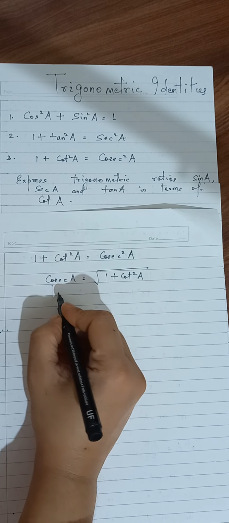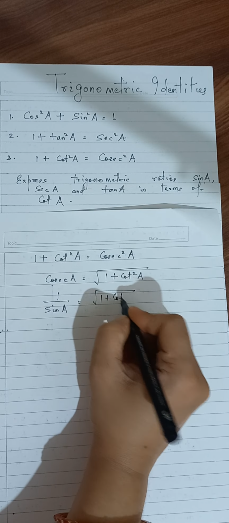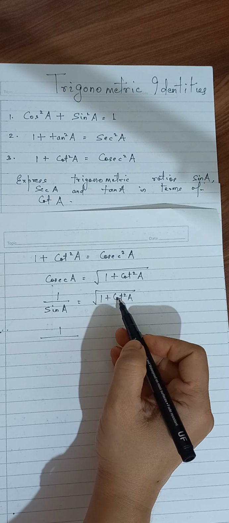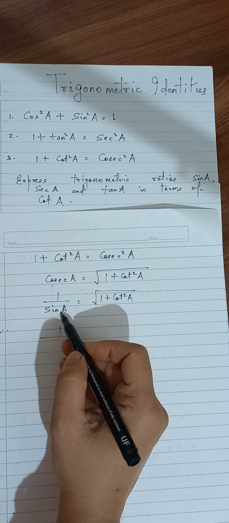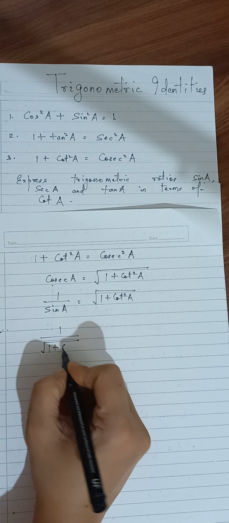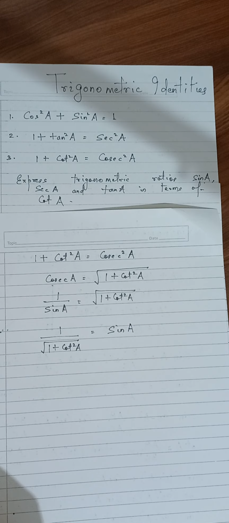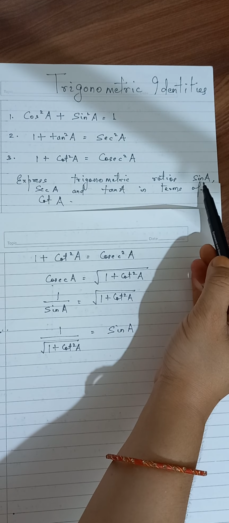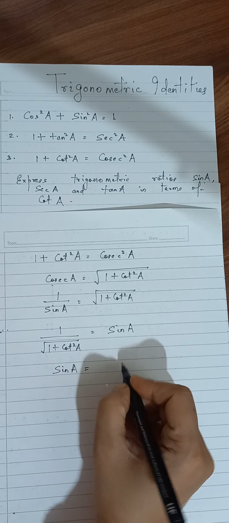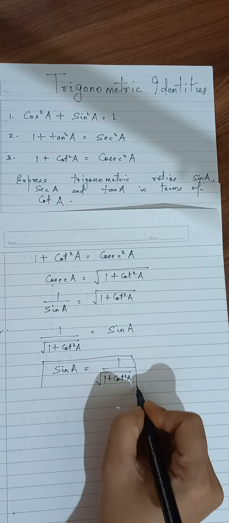Now cosec A can be written as 1 upon sin A. So 1 upon sin A is root under 1 plus cot square A. Now again, what I'm doing is bringing this part to the denominator side and taking this part to the numerator on the other side. So it will become 1 upon root under 1 plus cot square A, that is equal to sin A. So you can see what is written in the question: we have to express sin A in terms of cot A. Okay, so I have expressed sin A in terms of cot A. This is the first part that I have solved here.